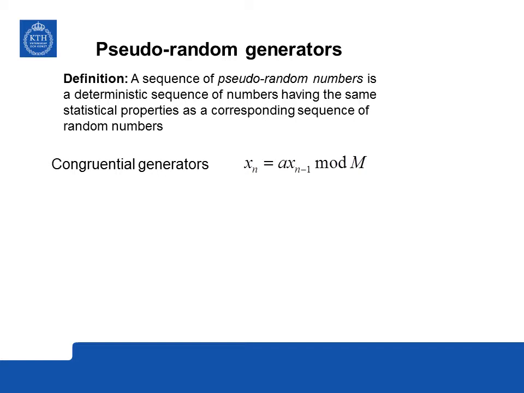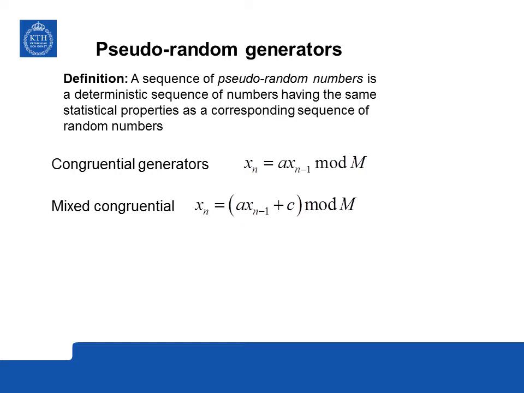And this of course operates on integers, and in order to get a uniformly distributed value between 0 and 1, which is the common random generator in most software packages, you have to divide by m.